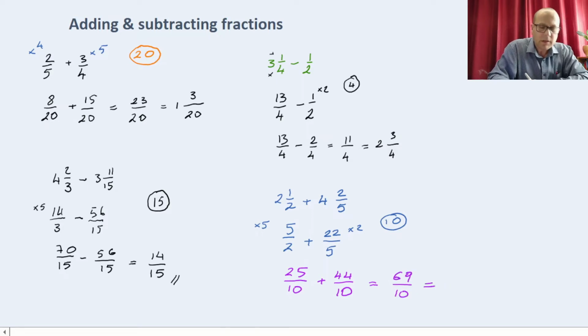And that is, there is 6 tens into 69. So 6, and there is the remainder 9.